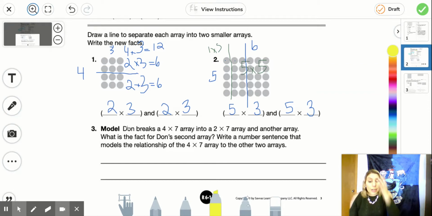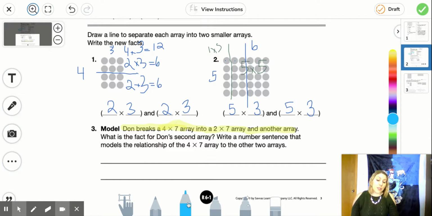It says Dawn breaks a 4x7 array into a 2x7 array and another array. What is the fact for Dawn's second array? Write a number sentence that models the relationship of the 4 times 7 array to the other 2 arrays. Whew, that's a lot of words. I'm going to go back and reread it, and I'm just going to do one sentence at a time. Okay, Dawn breaks a 4x7 array into a 2x7 array and another array. Well, that's my first step, is I'm going to do this array.